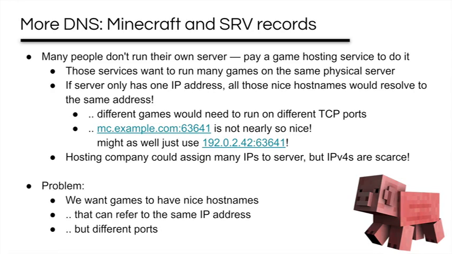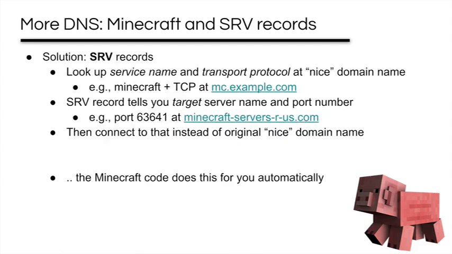And so the succinct problem statement here is that we want to run games that all have nice host names, but they all need to be able to refer to the same IP address with different ports. And SRV records store exactly the necessary information. You create an SRV record where the name is created by concatenating the service name and the transport protocol, and your nice domain name. And then the value in the record tells you the target server name and port number to connect to. The Minecraft code does exactly this for you automatically.